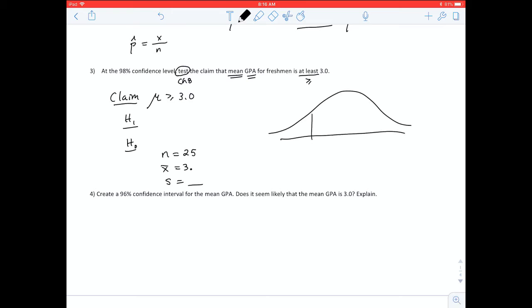This one is going to be a left-tailed test. So this is 98% confidence. This is going to be 0.02. And then use table A3. Degrees of freedom is still 24.